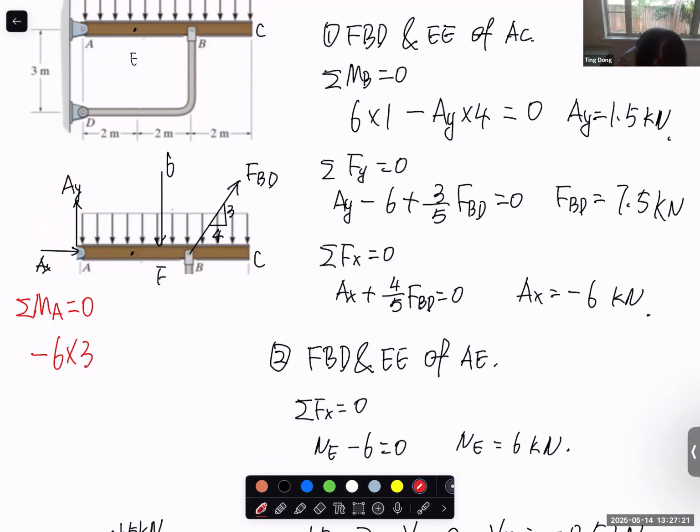And also this FBD has an X component, but the X component passes through point A, the moment arm is 0. So the moment generated by the X component is 0. The moment generated by the Y component, this is the moment arm, so moment arm 4 meters, and the Y component also generates counterclockwise, so it's positive. This is the Y component, FBD, and the moment arm is 4, equal to 0. You can calculate FBD.